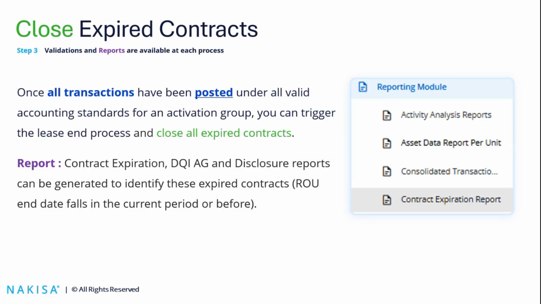Once all the transactions have been posted under all the valid accounting standards for an activation group, you can trigger the lease end process and close all the expired contracts, right? You can look at our contract expiration report, our DQI report, and even our disclosure reports to identify which contracts are expired, right? It may fall in the current or a previous period. So that's how you can identify your contracts.